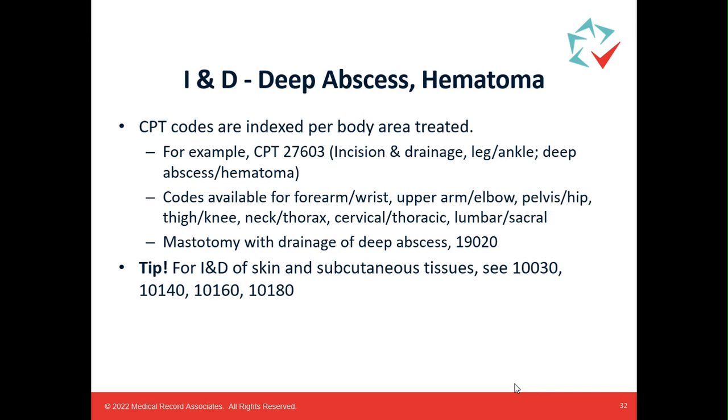If your provider is draining an abscess within the breast and you're looking for mastotomy with that deep abscess drainage, you're actually going to be looking in the integumentary section rather than the musculoskeletal, and it will refer you to code 19020. And you can add that modifier right or left on there if you need it. If your provider is not in the deep tissue and he's incising and draining a skin or subcutaneous abscess or hematoma, then you're going to, again, go back to those integumentary section codes. So location is really important. Depth is really important. Make sure that you know where you're at so that you can pick that appropriate code.